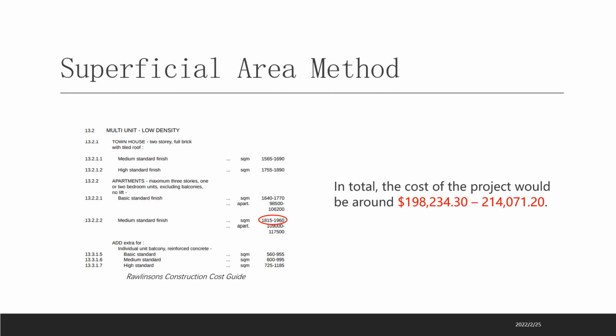With reference to the building economics and the Shantou construction handbook, calculation by the superficial area method for the total cost of this 4-room flat in Shantou, Guangdong, China, will be using the rate of low-density multiple apartment units with median standard finish in outlet from Ronglison Construction Cost Guide 2021 for easy understanding purposes.